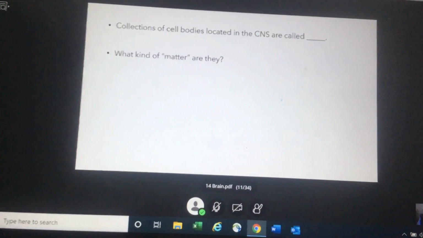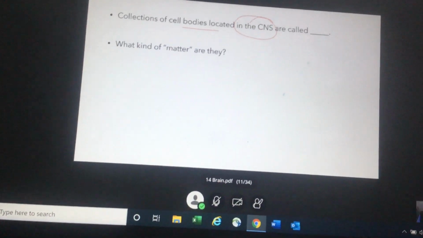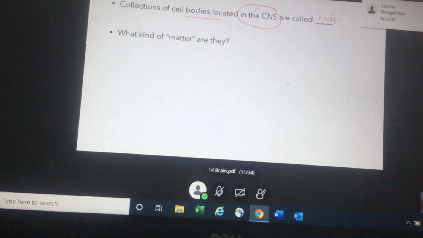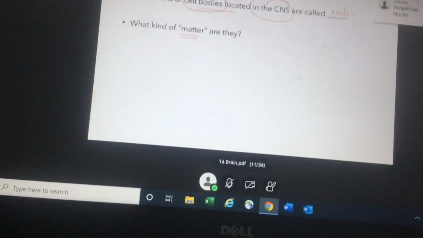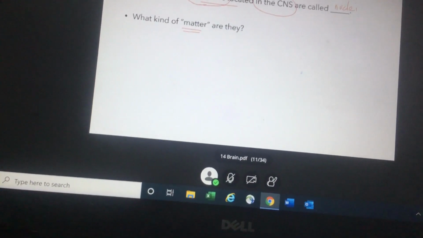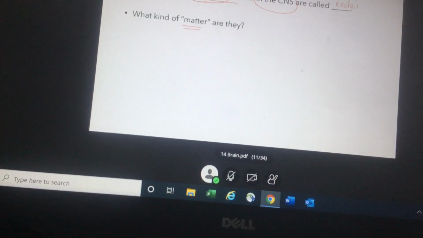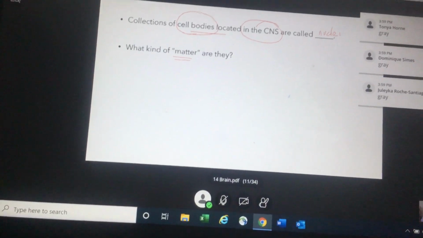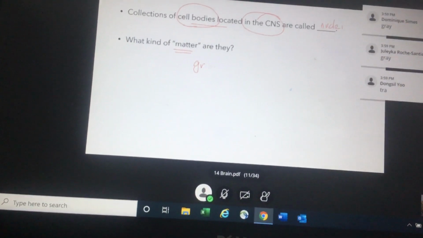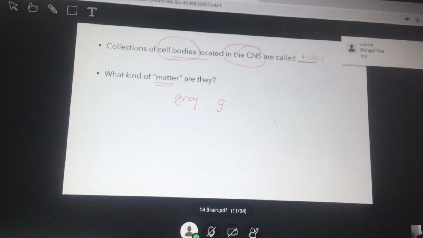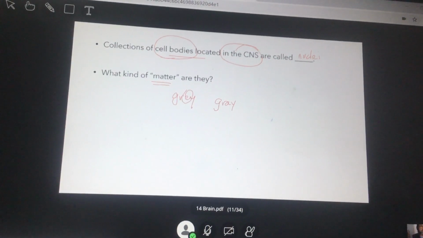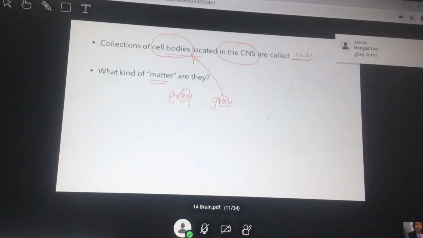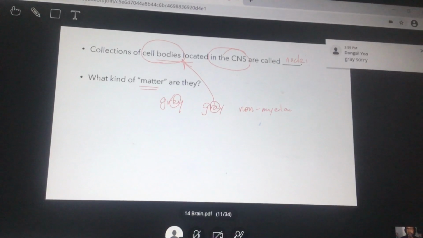on some of this. Collections of cell bodies located in the central nervous system are called nuclei or a nucleus. Remember, cell bodies are what kind of matter? You only have two choices. Gray matter. Yeah, gray matter. I don't care between A and E. Doesn't matter. They are gray matter because they're only cell bodies that are non-myelinated.